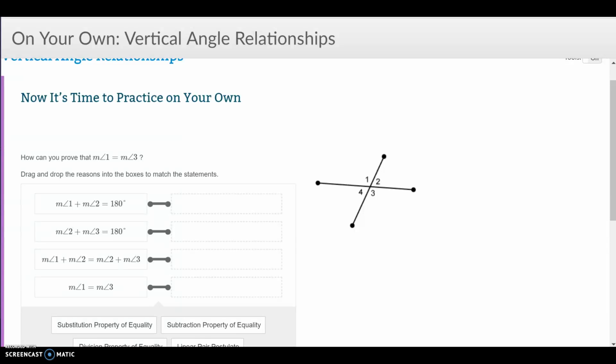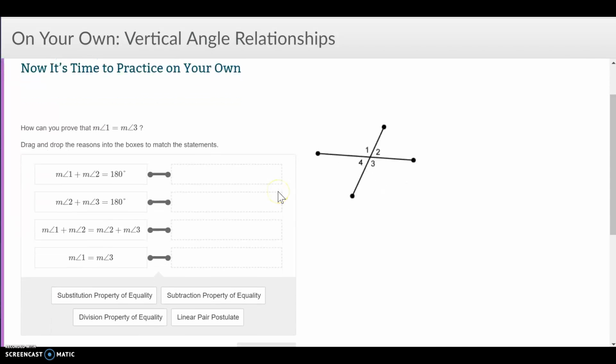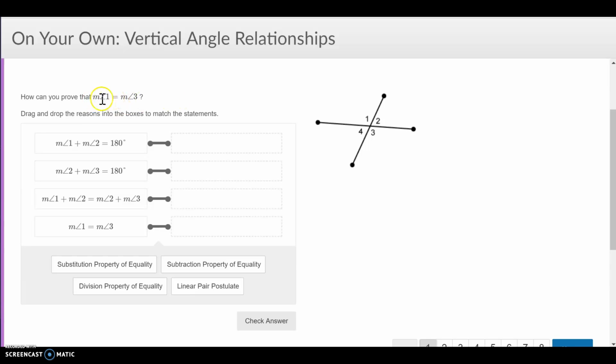Hello, here we are doing on your own practice for vertical angle relationships. That is lesson 3.03. So to get started, we are going to prove that the measure of angle 1 is equal to the measure of angle 3.